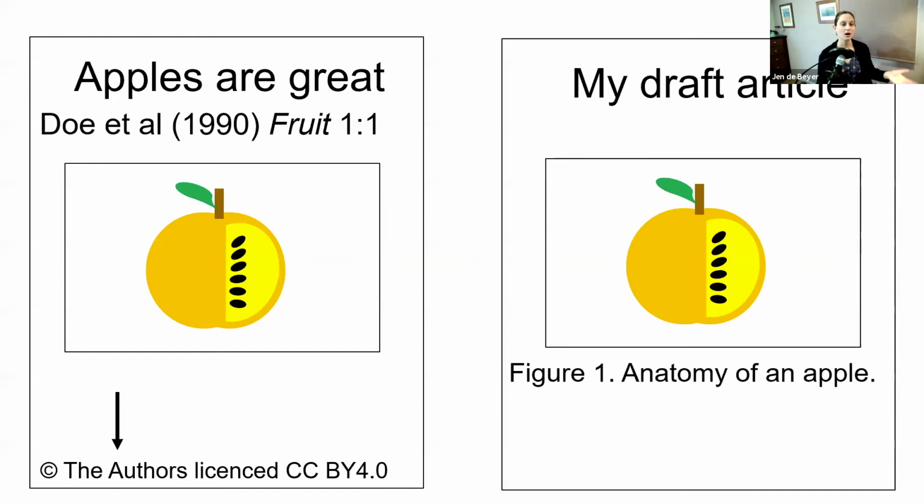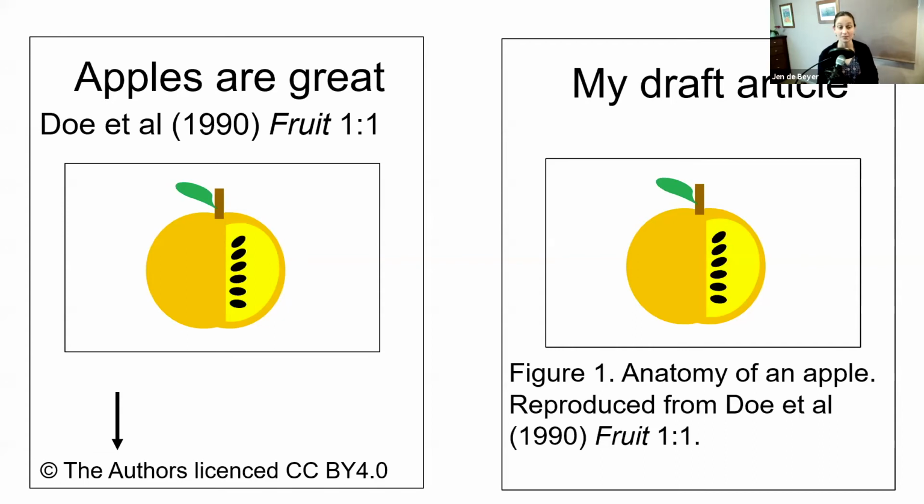What if instead the article that I am taking it from is actually published under a CC BY license? So the authors have waived a lot of their rights. CC BY, we said that's attribution only. What do I need to do now? What needs to go into the caption? I've just said anatomy of an apple. Is that enough? Or do I need to do something more? Citation. Yes, exactly. I still need to put the citation in. Reproduced from Doe et al., Fruit 101.